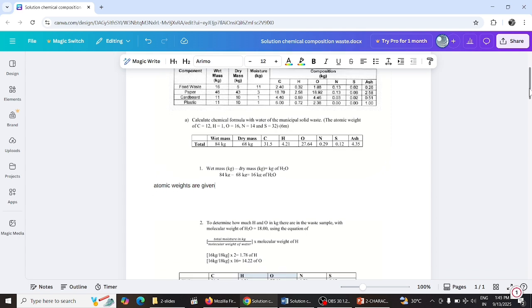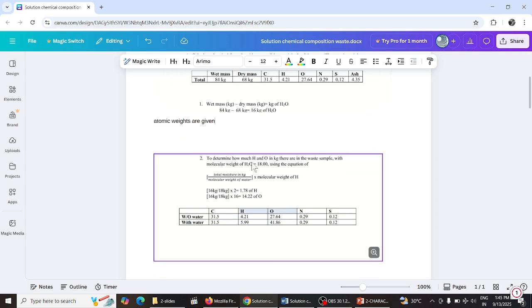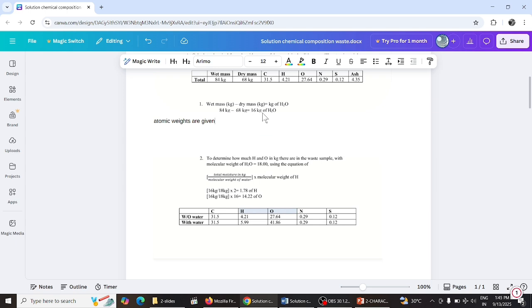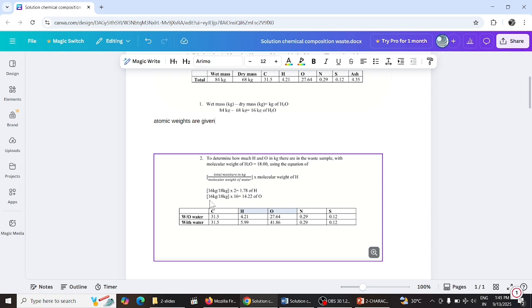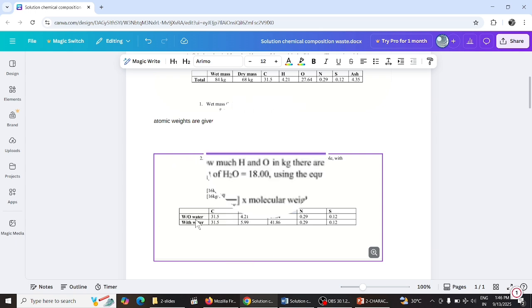Now if we look at the solution to find out how much H and O is there in the waste sample with the molecular weight of H2O. So the H2O molecular weight is 18. So using the equation, total moisture upon molecular weight of water into molecular weight of H, this will give me the moles of H in the waste. Because we know the 16 kg of water, and for the oxygen it is 16 upon 18 into 16. So 16 is the molecular weight of O instead of H. So this is 14.22.